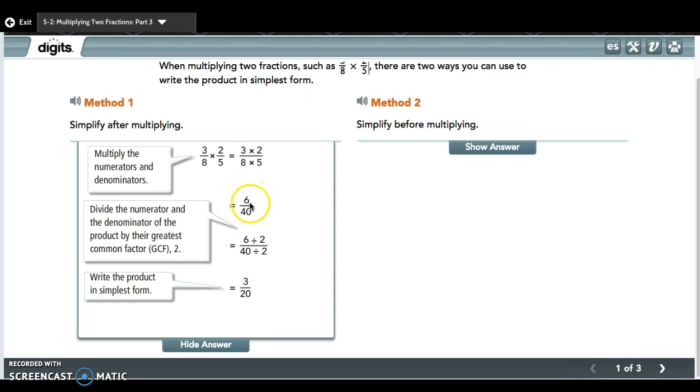So 6 over 40, what can I pull out of a 6 and a 40? Well, I can pull a 2 out of there. So 6 divided by 2 is 3. 40 divided by 2 is 20. Is there anything I can pull out of a 3 and a 20 with no remainder? Well, no. So that is my product in simplest form.